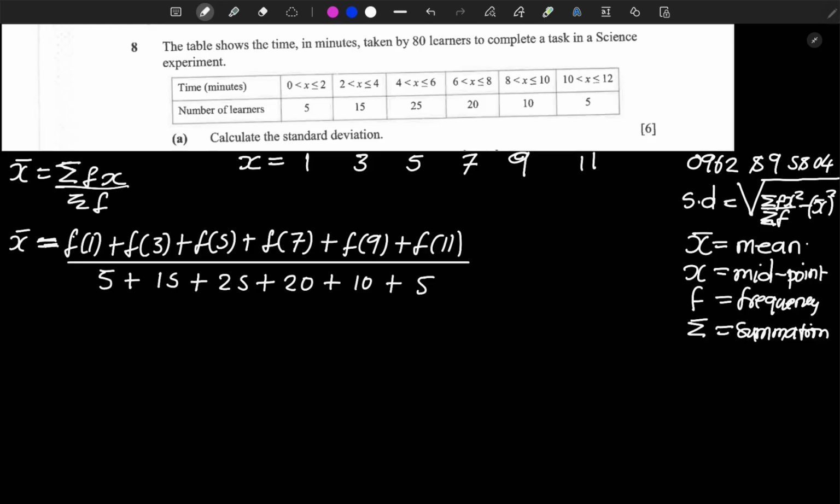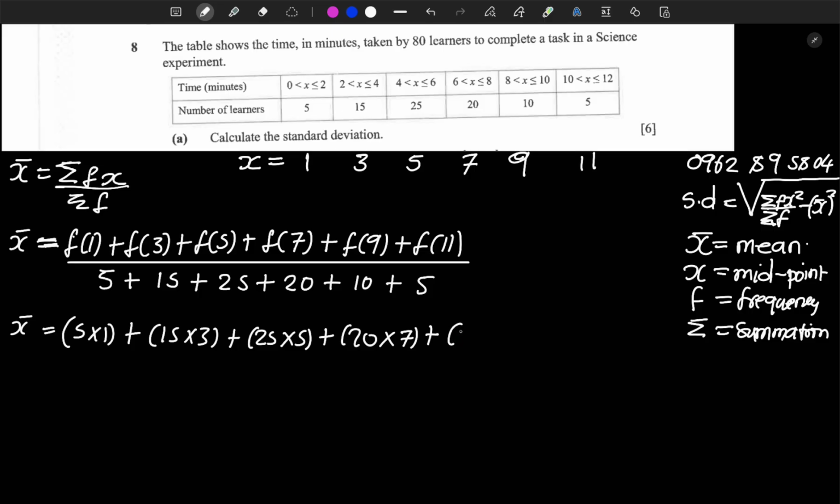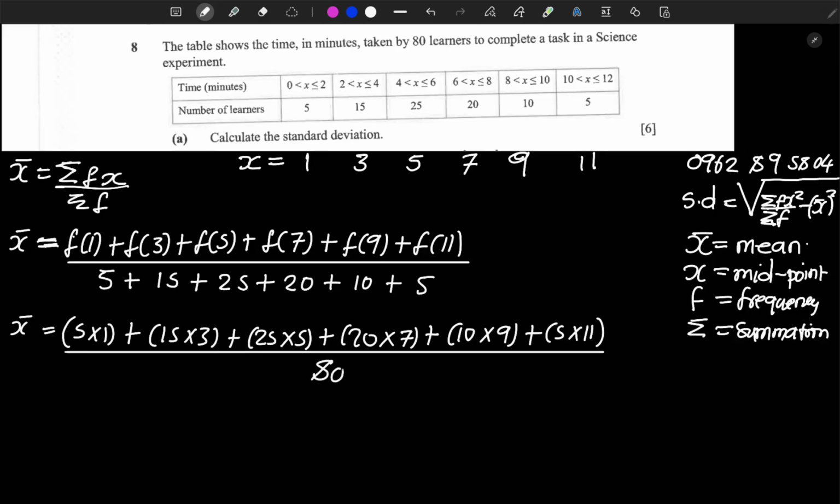Now I'm going to substitute f with the frequency. The first frequency is 5. So 5 times 1, plus the second one is 15 times 3, plus 25 times 5, plus 20 times 7, plus 10 times 9, plus 5 times 11, divided by the total. So 5 plus 15 is 20, plus 25 is 45, plus 20 is 65, plus 10 is 75, plus 5. So the total frequency is 80.